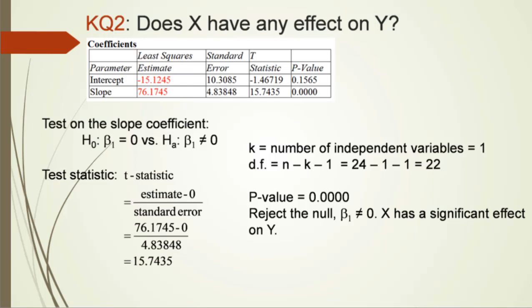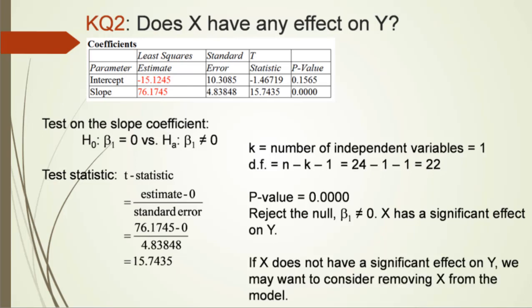Using the t-table, we should be able to find the upper-tailed probability for 15.74 is almost 0. The p-value for this two-tailed test would be twice of that probability, also very close to 0. We reject the null and conclude the beta is non-zero, and yes, x has a significant effect on y. For some other data sets, we may fail to reject the null and conclude x does not have a significant effect on y. What we usually do is to remove x from the model, because x is not a significant factor in explaining y. This concludes key question number 2.